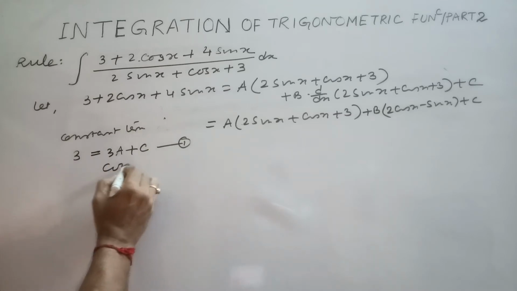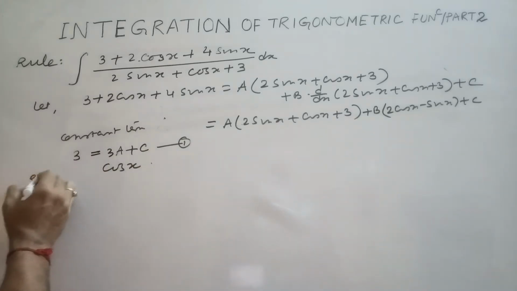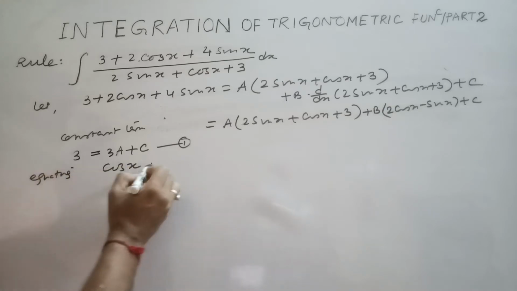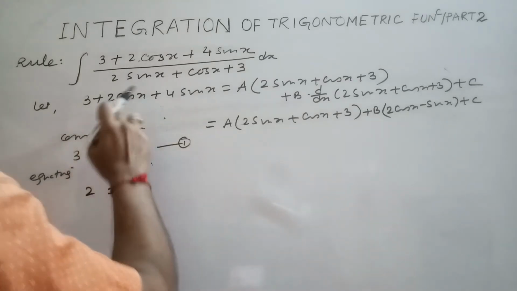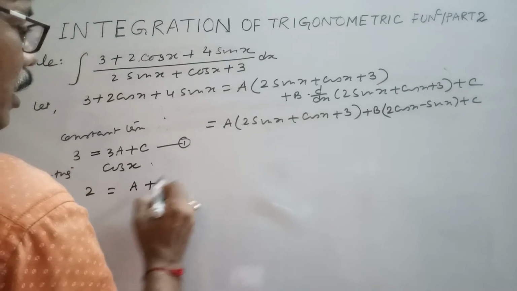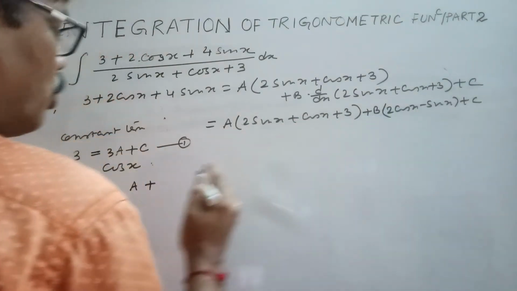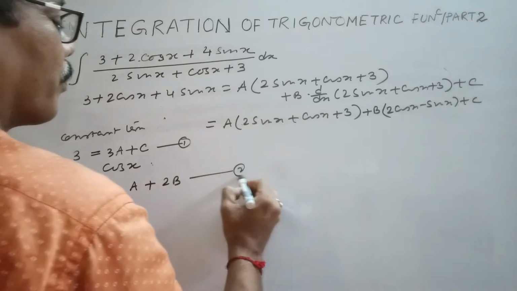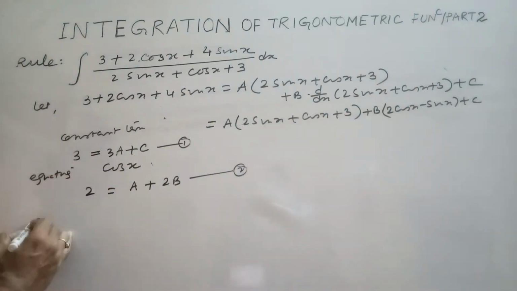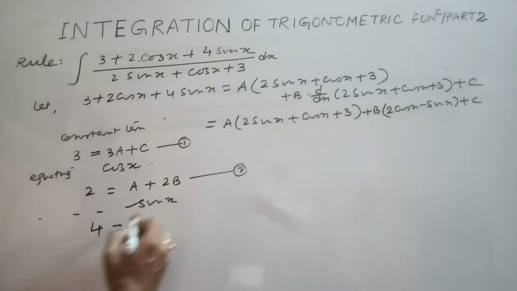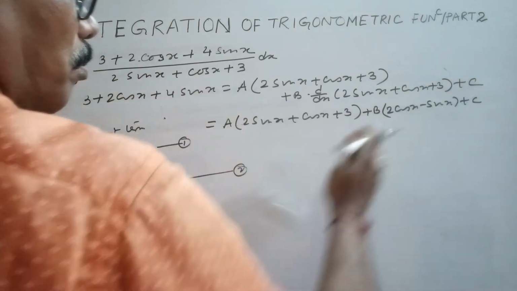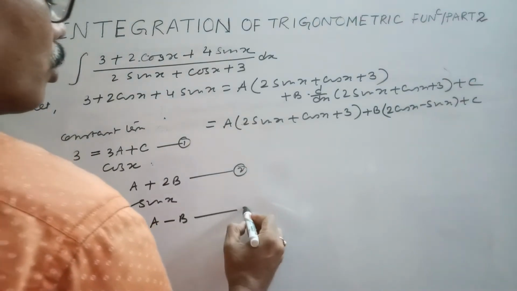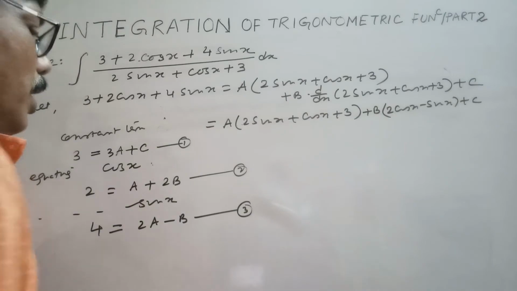Then equating the coefficient of cos x: 2 equals, on the right side it is A into cos x and 2B, so A plus 2B. This is equation 2. Now, equating the coefficient of sin x: 4 equals 2A minus B. So, this is equation 3: 2A minus B.